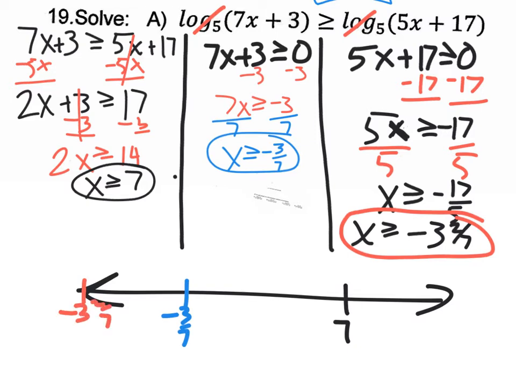So let's test values. Let's say we tested a value that's further left on this side of the number line. If we tested something like negative 5 and plugged it in right here, 7 times negative 5 is negative 35. Negative 35 plus 3 is negative 32. You can't do a log of a negative. It'll say error. So obviously over here it does not work.